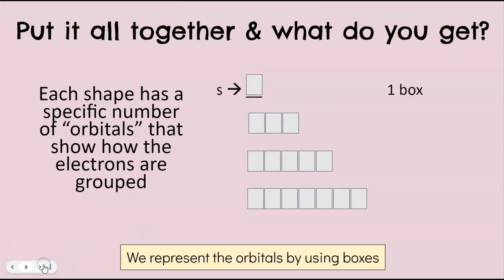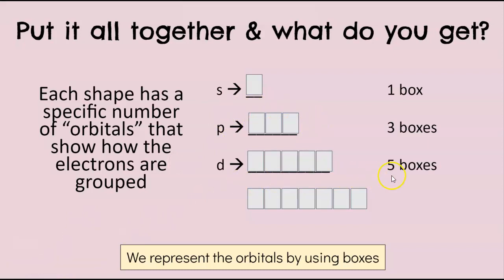So the first one is the S, and S gets one box. Okay, so S orbitals, they get one box. P gets 3 boxes, so that just means P's can have up to 3 orbitals, okay, because each box is an orbital. So S gets 1 orbital because they can get up to 2 electrons. P has 3 boxes. The P's can have up to 6 electrons.